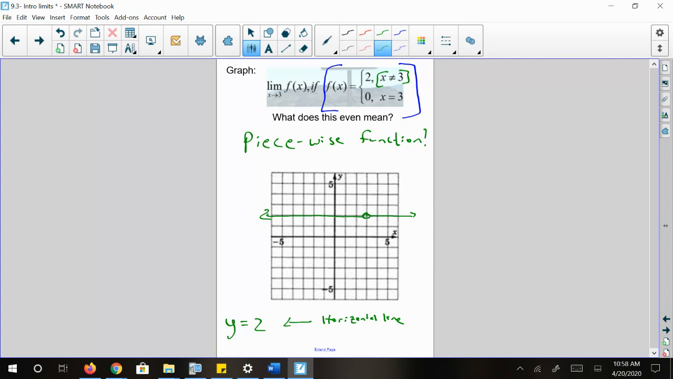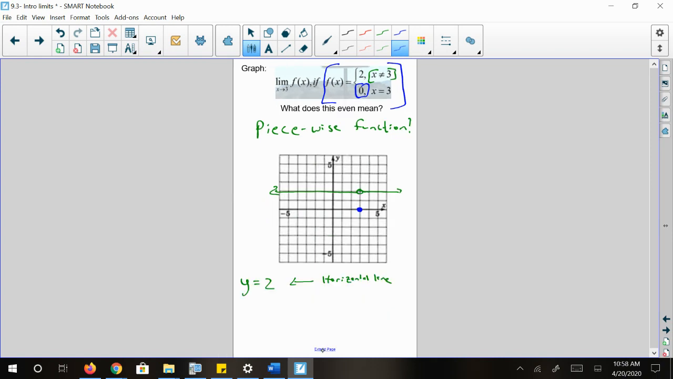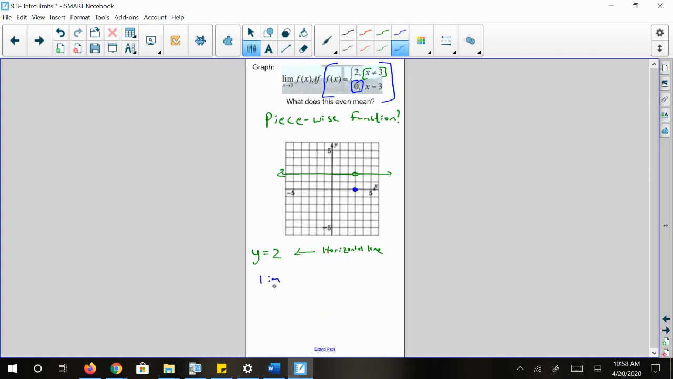for this piecewise function for y equals 2, but it does say that when x is equal to 3, y is equal to 0, which means that point actually exists right here, okay? So the only time when this function is not equal to 2 is when x is 3, and at x equals 3, then my y value is 0, okay? So this is a piecewise function. It has a hole in it, but now the question comes down to, what's the actual limit as x approaches 3 of this function, okay?